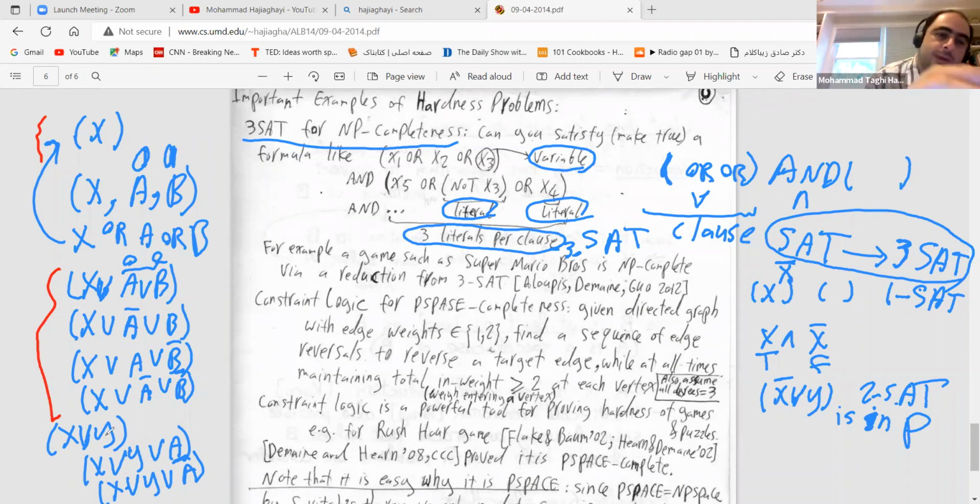So these are the clauses of 1 literal and clauses of 2 literals. And of course, for clauses of 3 literals, we are already there. We don't need to do anything. Now, the only problem is the clauses whose size is greater than 3. What about if we have a clause of size 4? How can we do that?